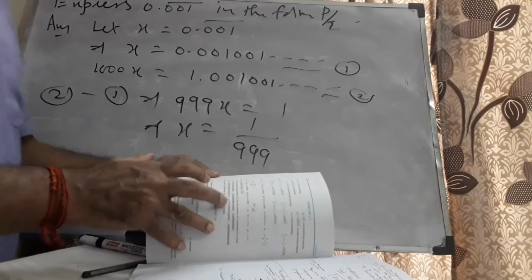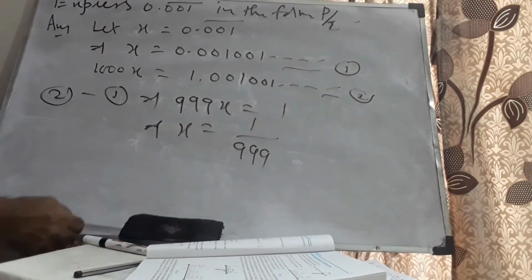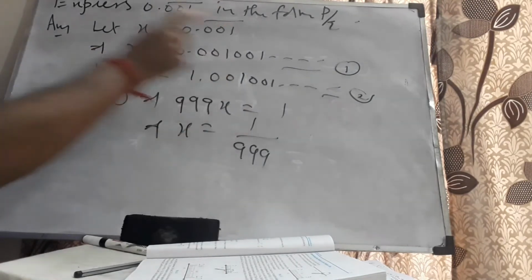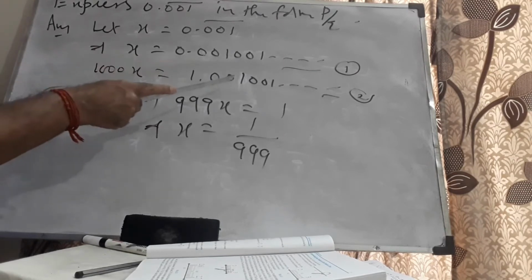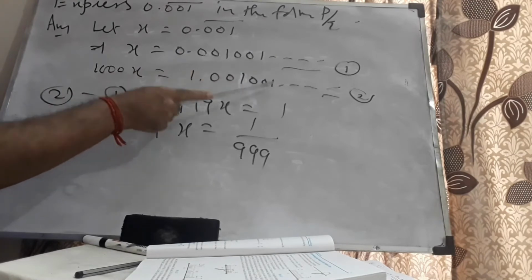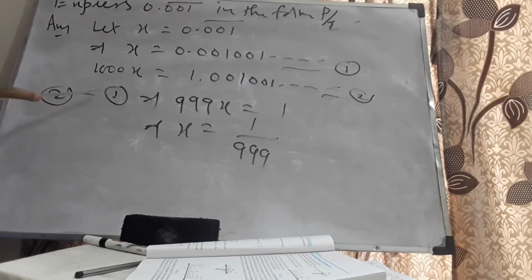1 divided by 999. I repeat, let x be equal to 0.001 bar, 0.001001, etc. up to infinity. Multiply by 1000 and I'll get 1.001001, etc. The infinite quantity after the decimal gets repeated in both cases. Therefore, subtracting 1 from 2. Okay, listen carefully, not 2 from 1.